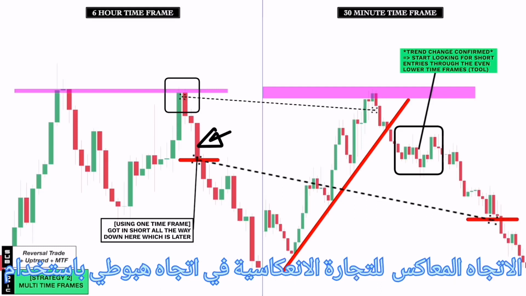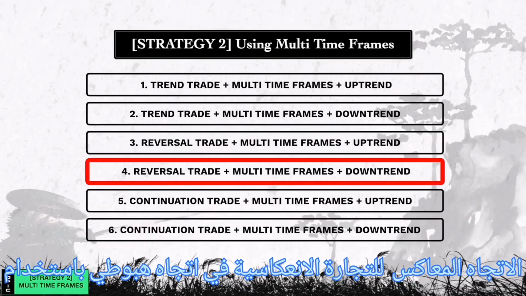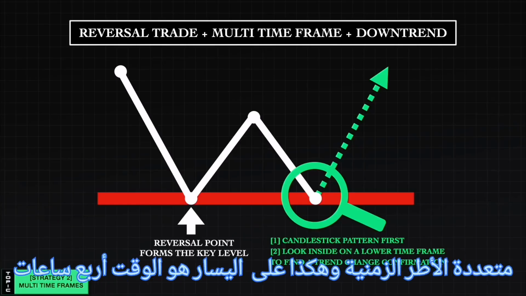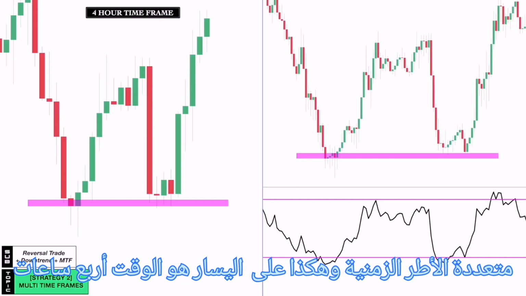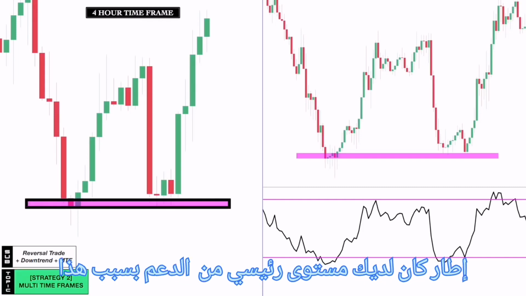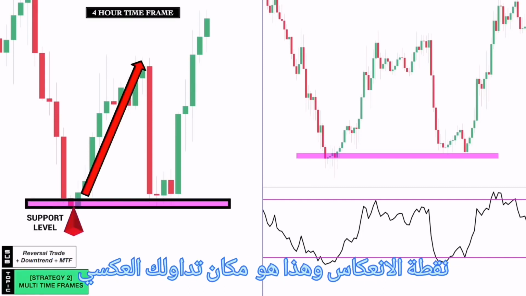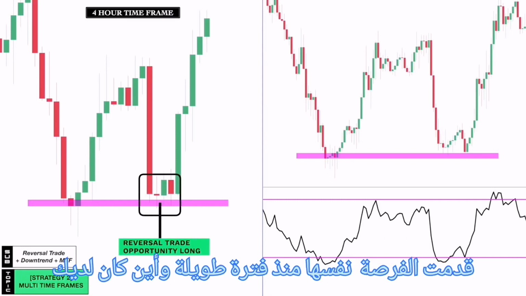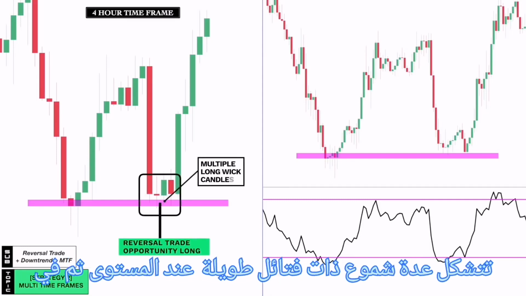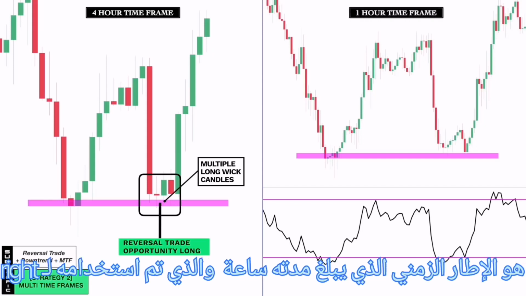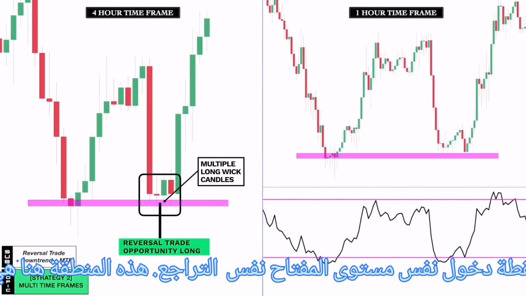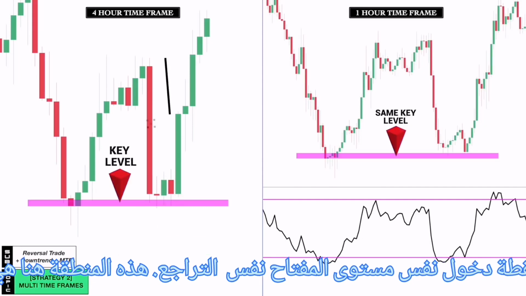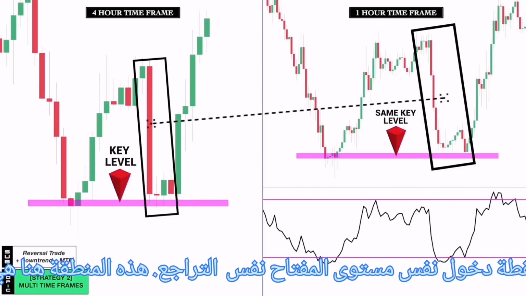So going in the opposite direction. A reversal trade in a downtrend using multi time frames. On the left is the 4-hour time frame. You had your key level of support because of this reversal point. And this is where your reversal trade opportunity long presented itself, and is where you had multiple long wick candles form at the level. Then on the right is the 1-hour time frame that was used for an entry point. Same key level, same pullback.